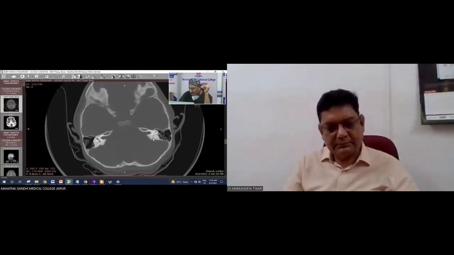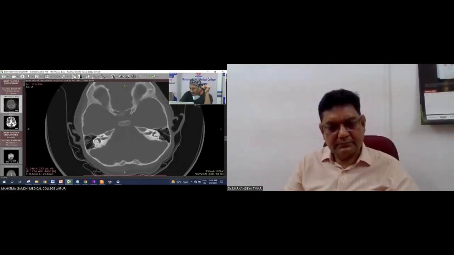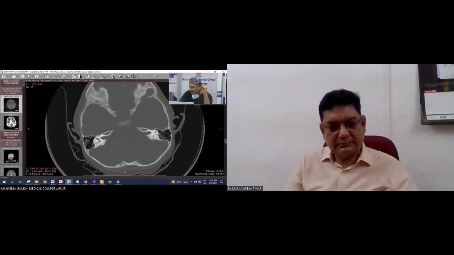Can you see this? This is the vestibular aqueduct. This small, see this, this is the vestibule. From the medial wall of the vestibule runs the vestibular aqueduct, which houses the endolymphatic duct, which opens at the posterior petrous surface. This is the vestibular aqueduct.